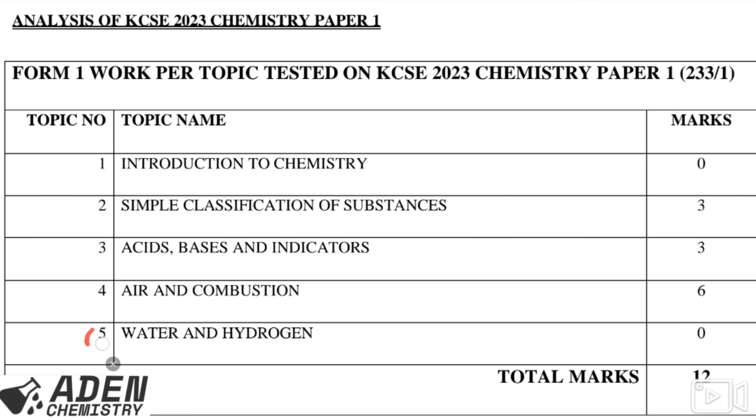So topic 5, that's Water and Hydrogen. It had 0 marks in the KCSE 2023. So this year 2024, we expect it to be tested because it was not there in 2023. So when we add the marks for the Form 1 topics tested in chemistry paper 1 2023, it was 12 marks. That was the total marks for chemistry paper 1 in the year 2023 for Form 1 work.